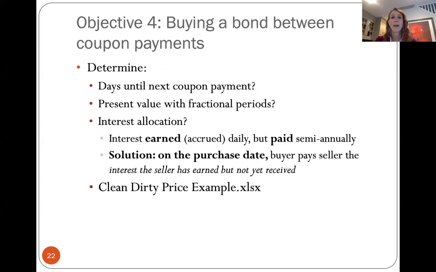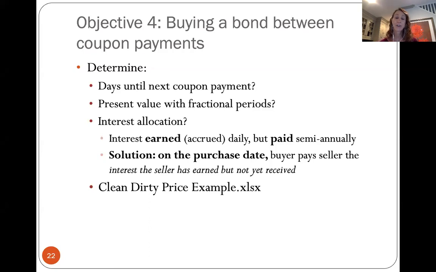Most of the time when we are modeling bond prices in this class, we assume that you're purchasing bonds on coupon dates and we price the bonds accordingly. But what happens if instead we're purchasing bonds between coupon dates? We have to figure out a bunch of stuff, like the days until the next coupon payment, how many days? How do we calculate present value with fractional periods? How do we allocate the interest that's associated with these bonds?